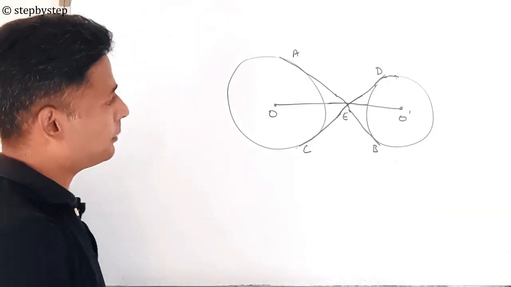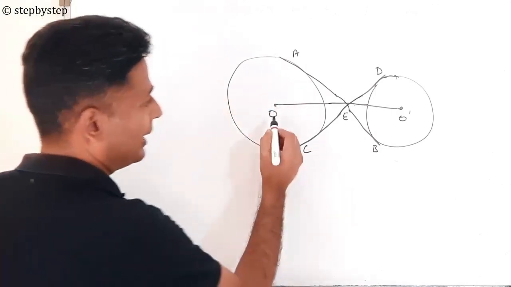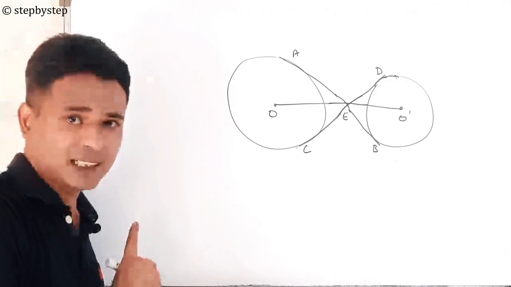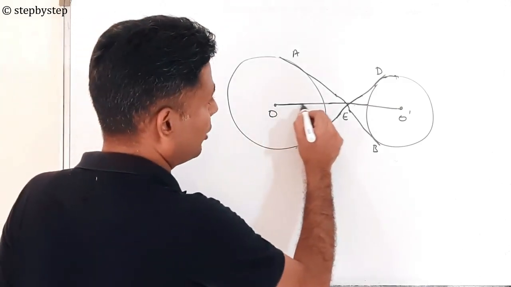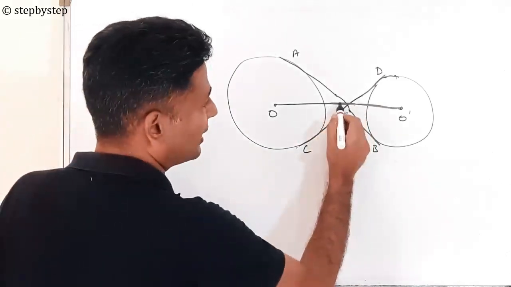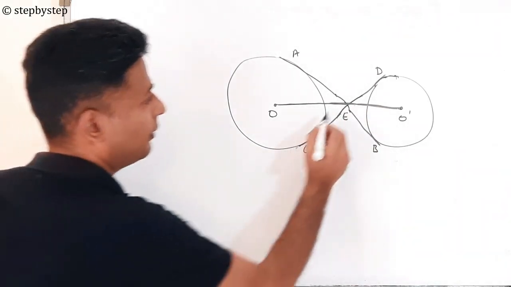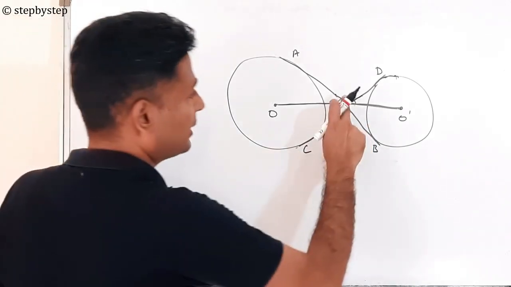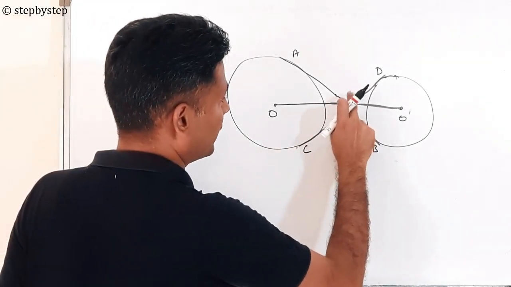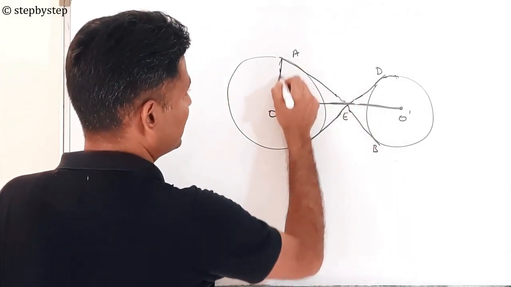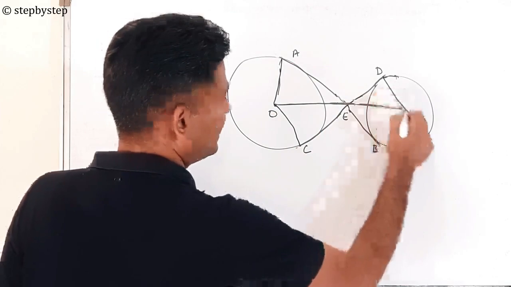Alright guys, the next problem. They have given you this figure and they have asked you to prove O, E, O dash are collinear, which means they are in the same straight line. So basically you have to prove that this is a straight line. How do you prove it? If we can prove that this entire angle is 180 degrees, we can prove that it is a straight line and hence they will be collinear. Now, what do we have? If I join this and this and this and this.